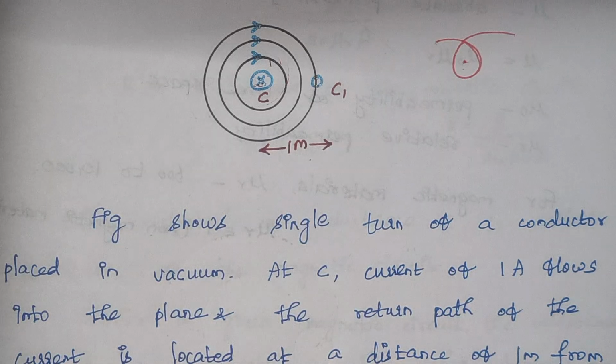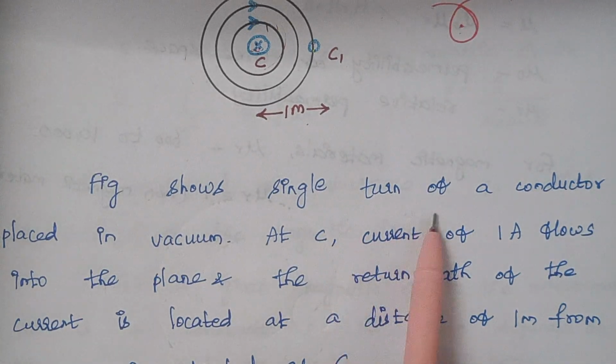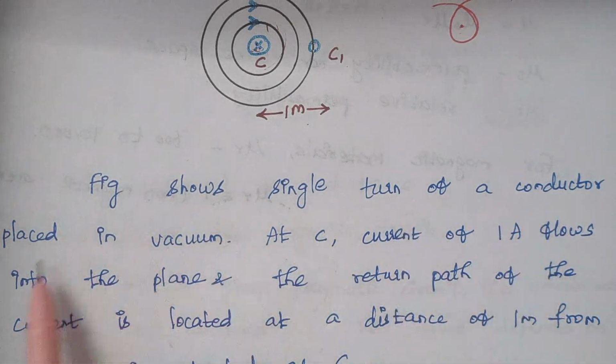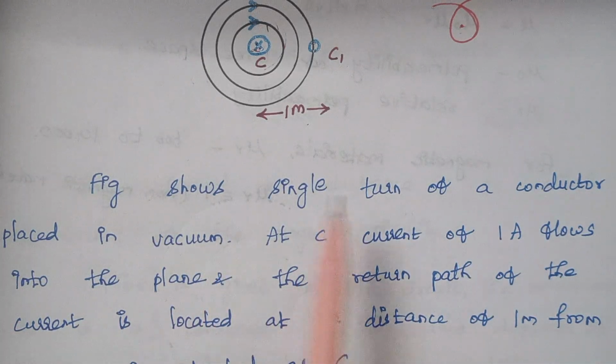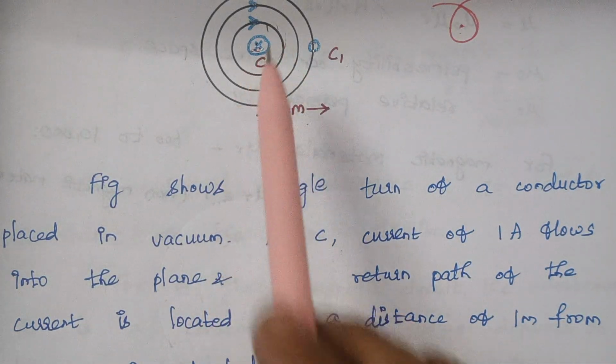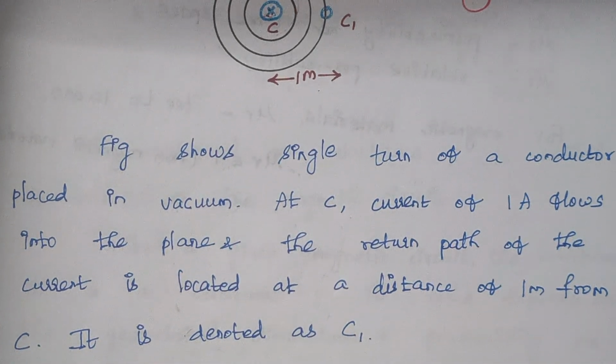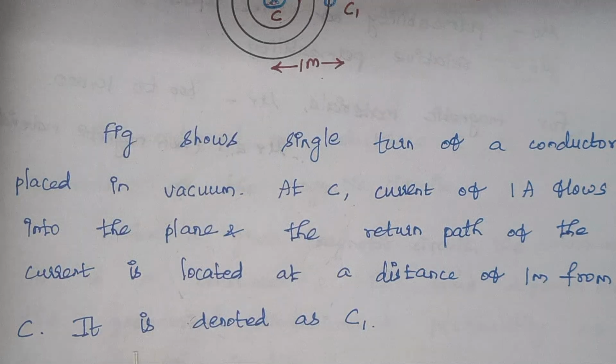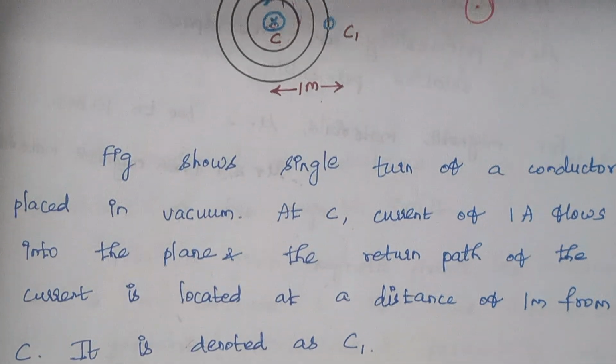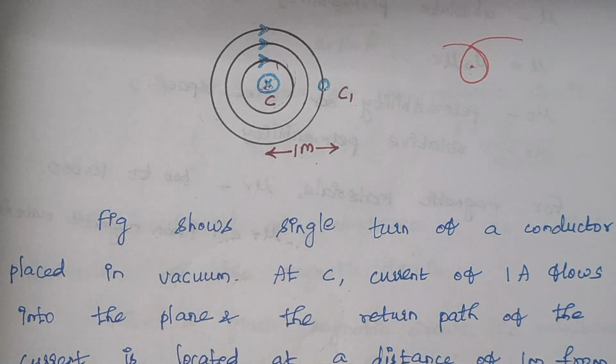So you see here, the figure shows a single turn of a conductor placed in vacuum. At C, a current of 1 amp flows into the plane, and the return path of the current is located at a distance of 1 meter from C, denoted here as C1. For this single turn conductor setup, we are going to calculate the magnetic field intensity.